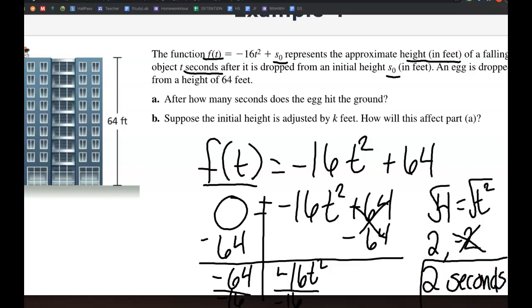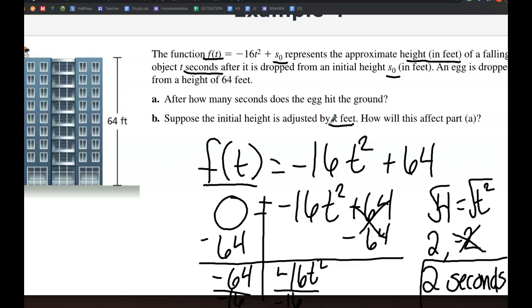Yep. Okay, suppose the initial height is adjusted by k feet. How will this affect part A? So if we were to move that up k feet or down k feet, how would that affect the overall function? Add a plus k to it. Then it would just be 2 plus k. What would you add the k to is my question, I guess.